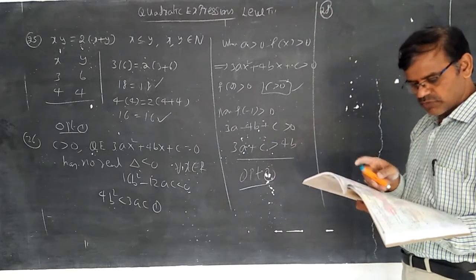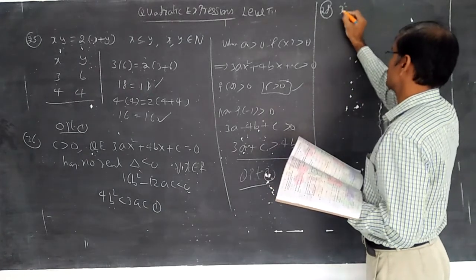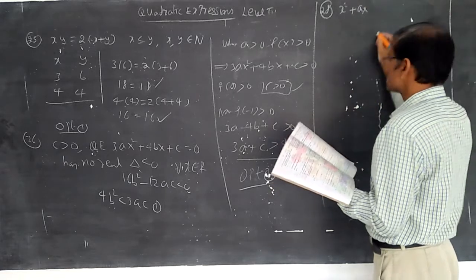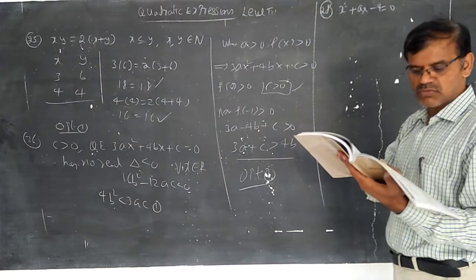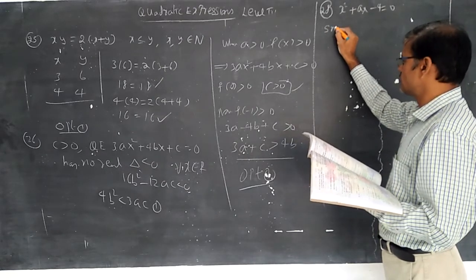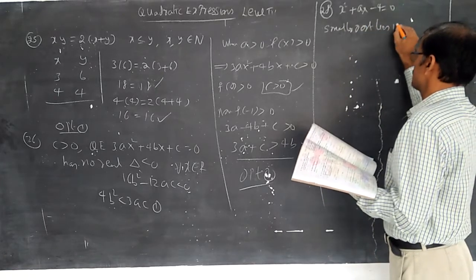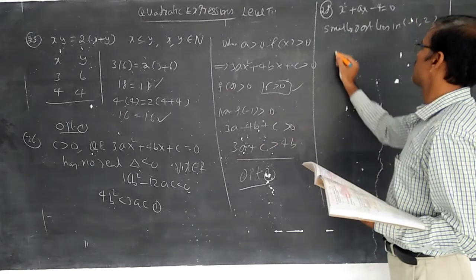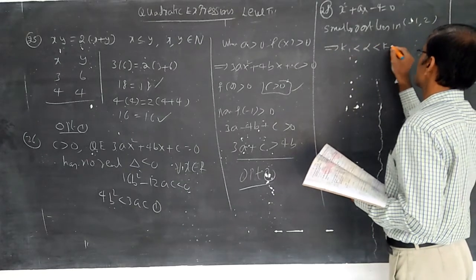28th question: the range of a for which the equation x square plus ax minus 4 equal to 0 has the smaller root in the interval. Of course, let the smaller root be alpha. It lies in the interval minus 1 comma 2. That implies, by the location of roots concept, k1 less than alpha less than k2.